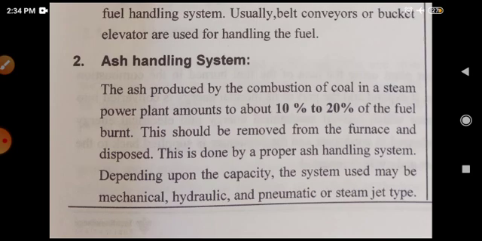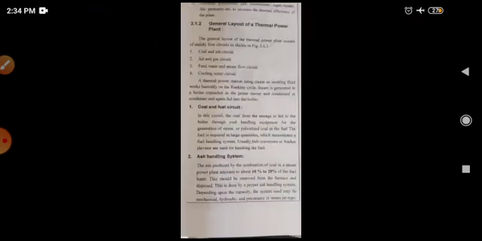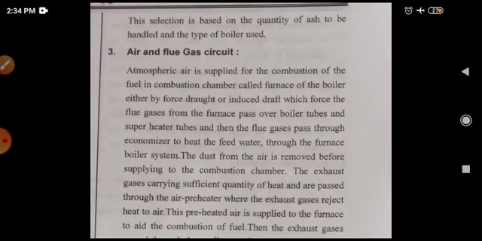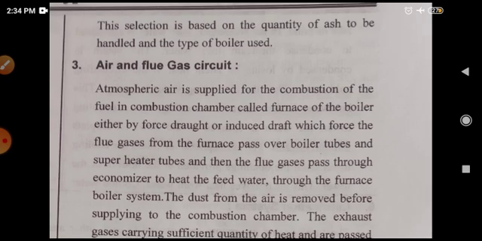Because it may reduce the conductivity, or it may result in lesser efficiency of the combustion. This is done by a proper ash handling system. Therefore the proper ash handling system must be there. Depending upon the capacity, the system used may be mechanical, hydraulic, pneumatic or steam jet type. This selection is based on the quantity of ash to be handled and the type of boiler used.